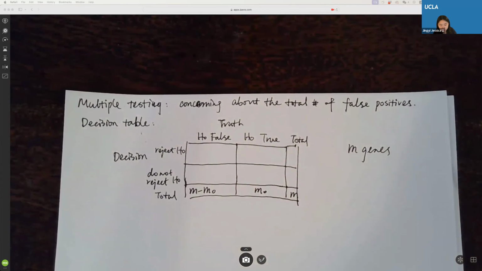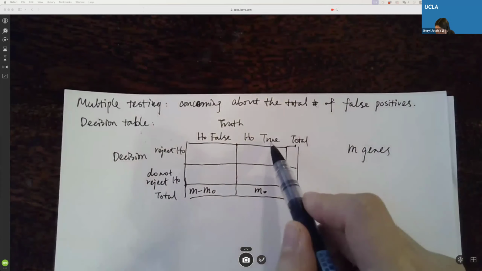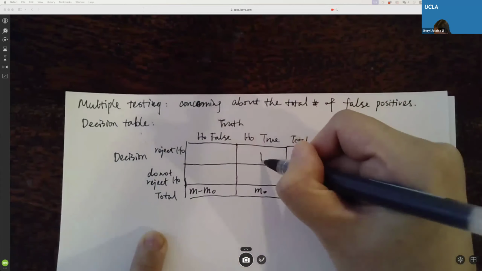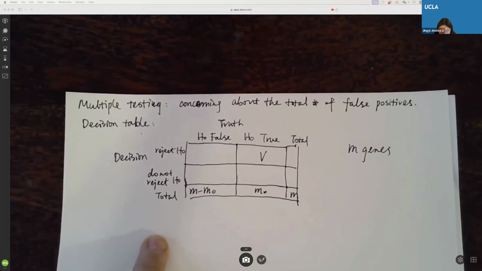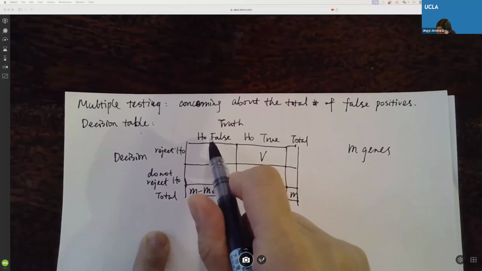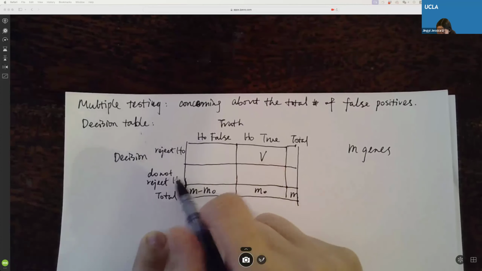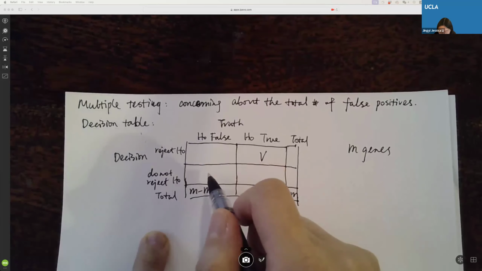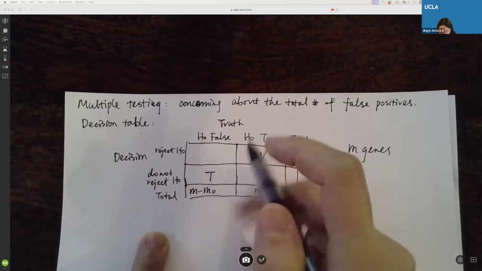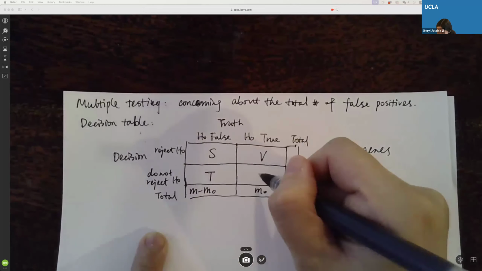And regarding our decisions, if the null hypothesis holds and we falsely reject H0, we denote the number of genes by V. That's our false positive. If the null hypothesis is false but we do not reject it, we make a false negative call, and we call this T. So these are two mistakes.